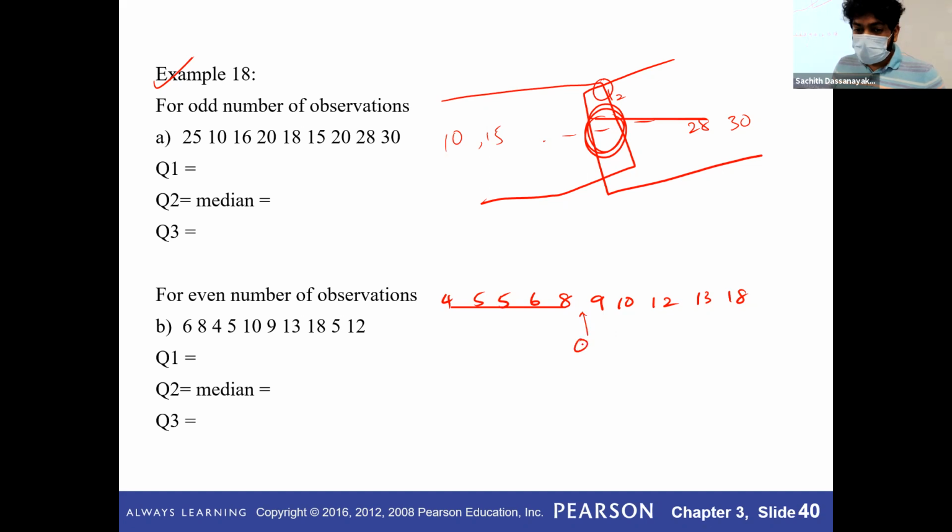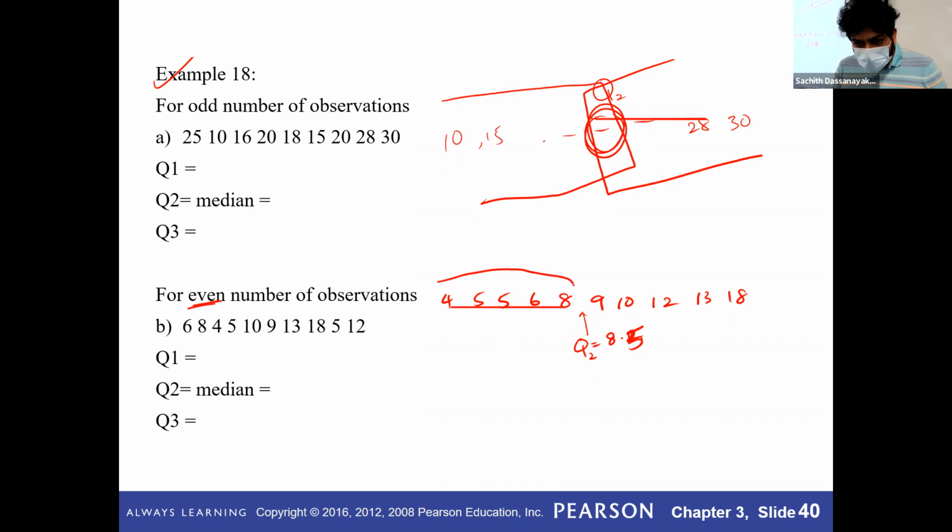To find Q2, or the median, what should you do? Take the numbers in the 5th position and the 6th position and divide by 2, right? So this is going to be 8.5. Clear? Since every time in these even number cases you will have a number like this, that particular Q2 number is not in your observations, because of the even numbers. So at that point, it definitely doesn't matter.